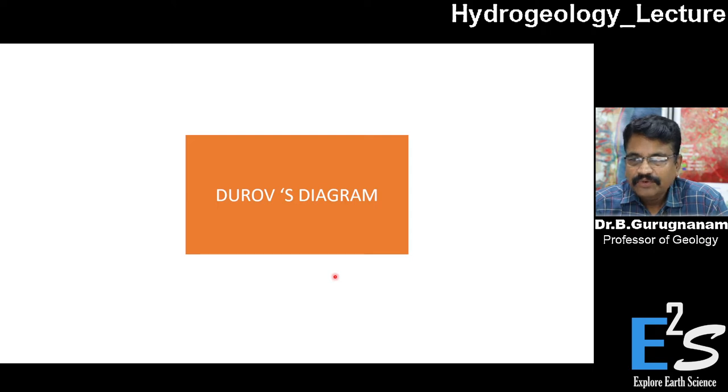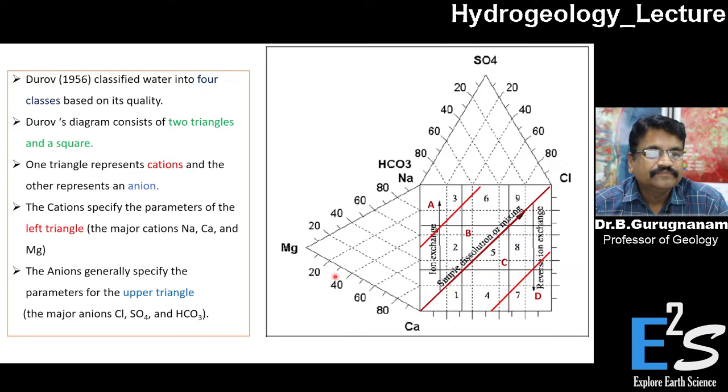So we will not be able to use the numerical numbers as such to classify. A better way is to plot them in a diagram. The visual diagram is more informative than the numerical numbers. So in this line, Durov classification, Durov diagram interpretation, is one way to understand.